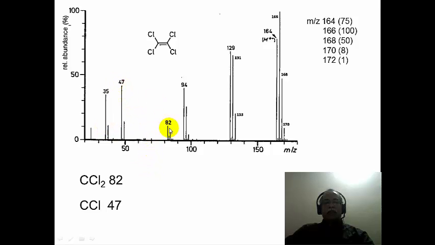The peaks at 47 and 82 essentially correspond to the dichlorocarbene cation radical, which is 82 mass units, or the CCl fragment, which corresponds to 47 mass units. So essentially the entire range of peaks seen in the mass spectrum of this compound can be clearly accounted for by the sequential loss of chlorines from this molecule, as well as the fragmentation corresponding to the breaking of the carbon-carbon bond, resulting in the formation of CCl2 and CCl as fragments, which account for all the masses in this spectrum.